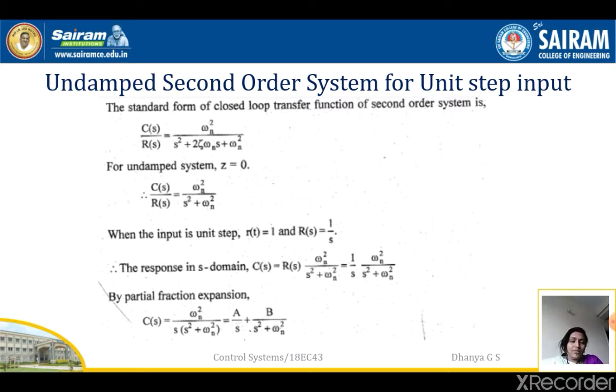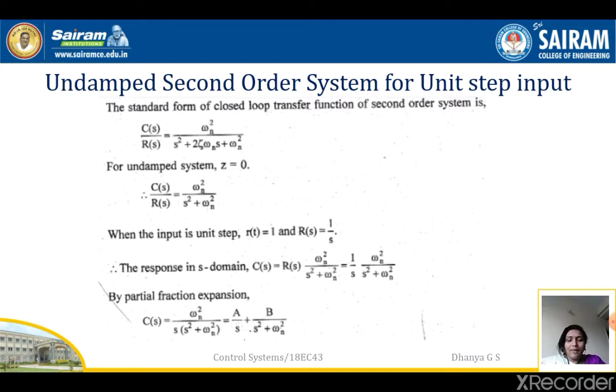Now we are going to study about undamped second order system for unit step input. Unit step in the sense R of t will be equal to 1. Hence, if you are taking the Laplace of the corresponding thing, it will become R of s is equal to 1 by s. The response in S domain is given by C of s is equal to omega n square divided by s square plus omega n square into R of s. You can rewrite the equation like that. And now you have to replace the R of s by 1 by s. So that the equation will become C of s is equal to 1 by s into omega n square divided by s square plus omega n square.